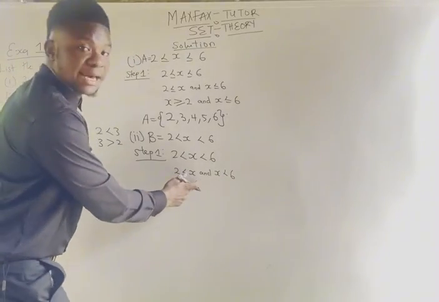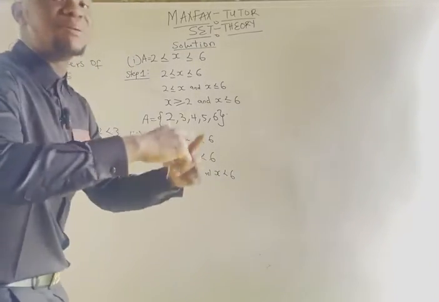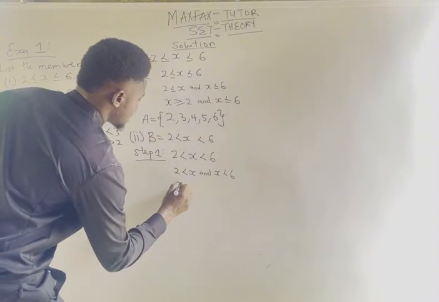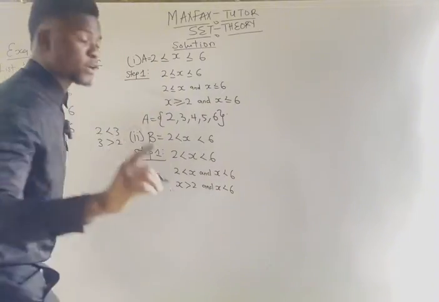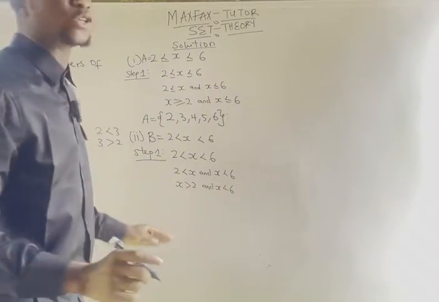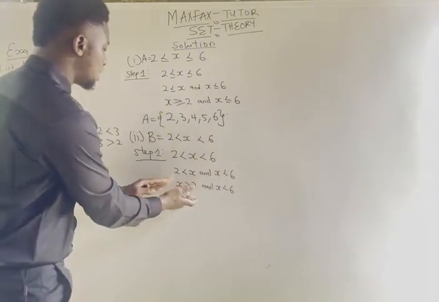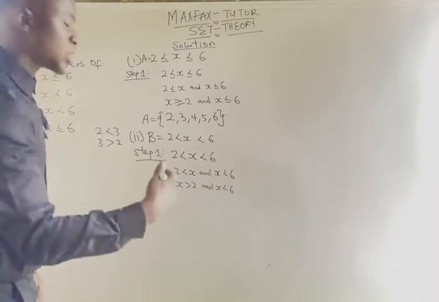If 2 should be less than x, then this simply means that x will be greater than 2. Then x greater than 2, and also x less than 6. Do not forget, you are to rewrite the first part only. So once you are done with this, we are now going to start the listing of the members.